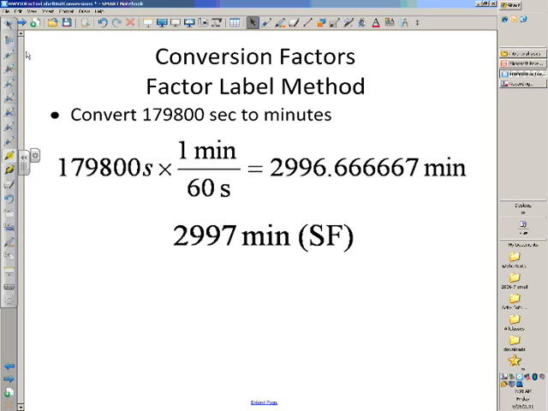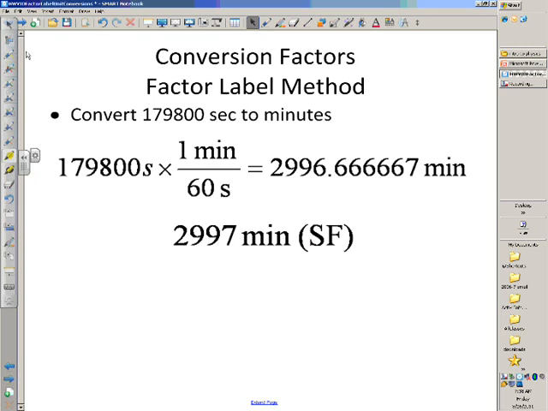2,996.66666666666, right? But sig dig wise, we round that to 4. Why 4? When we're doing conversions, our answer should always have the same number of significant digits as our original measurement. Why? Remember, we're not changing the amount of time in this case. Our original measurement left us with 4 significant digits. Remember, significant digits are based on the uncertainty of the measurement. If our original measurement left us with 4 significant digits, and we're not changing the amount of time, we're just changing how we represent it, our converted value should have 4 significant digits as well.